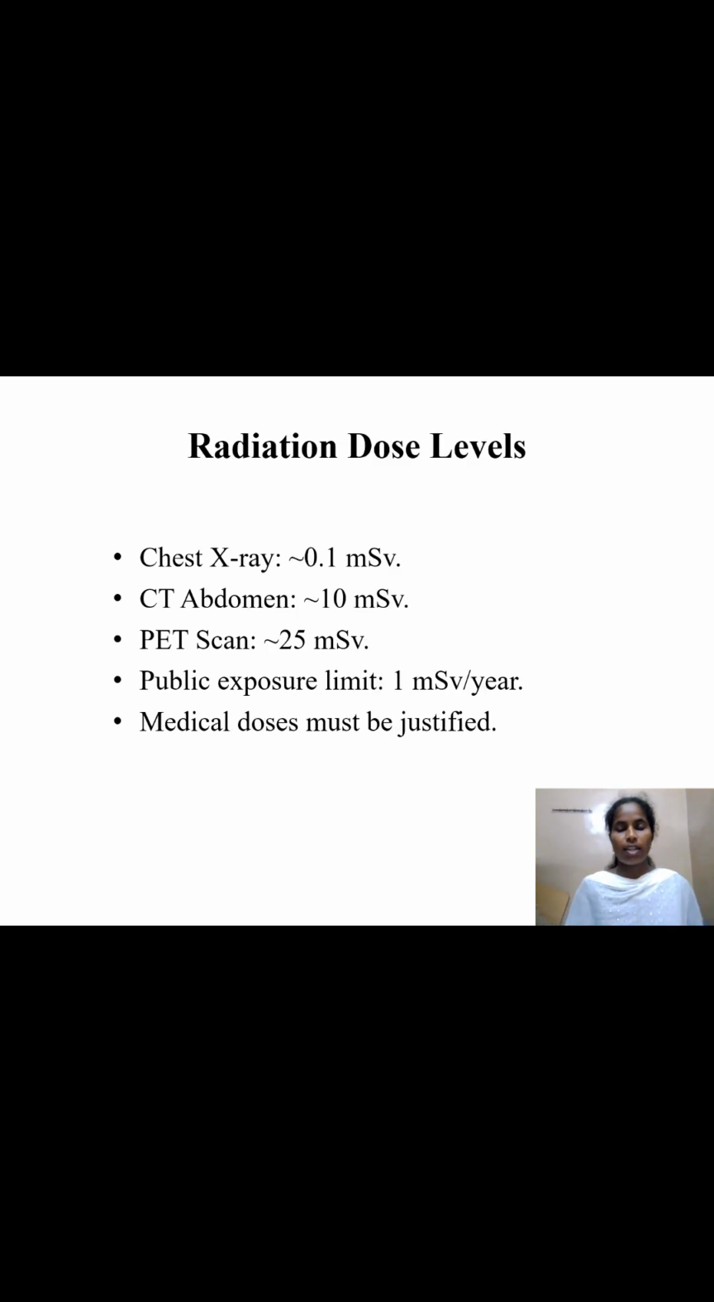Next, radiation dose levels. To understand doses, a chest X-ray gives about 0.1 millisievert, an abdominal CT about 10 millisievert, and a PET scan around 25 millisievert. The public exposure limit is 1 millisievert per year. This shows why medical imaging doses must always be justified and carefully controlled.